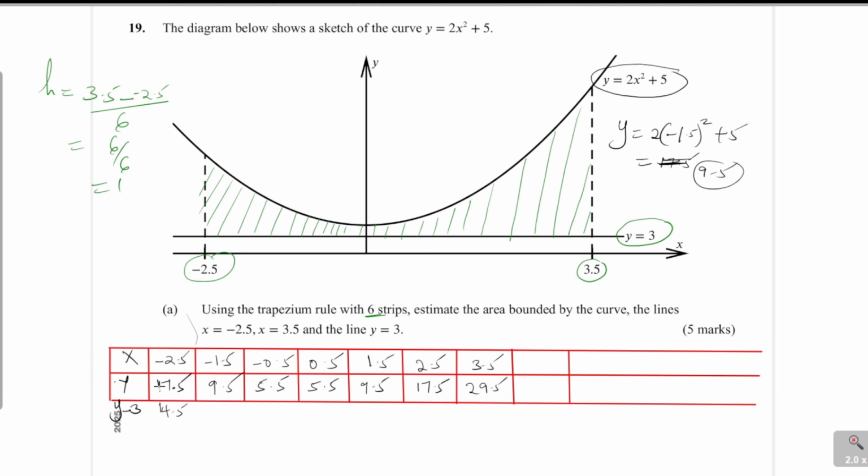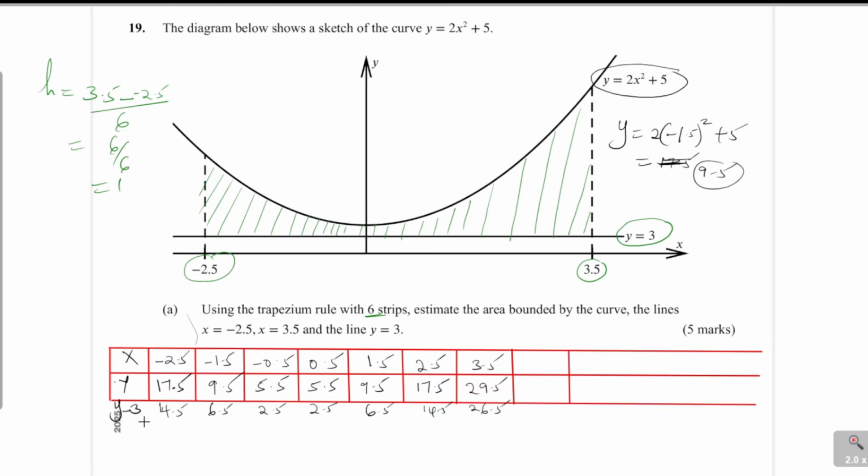14.5. So you're taking 17.5, subtract 3, that is 14.5. 9.5, subtract 3, that will give 6.5. So the next one will give 2.5. This one will give 2.5 again. This will give 6.5. This one will give 14.5. This will give 26.5.